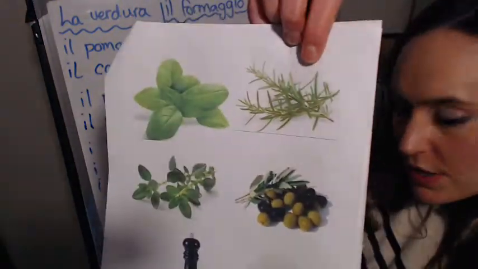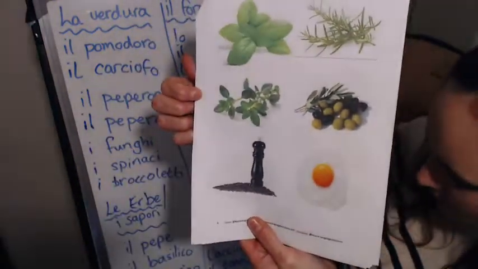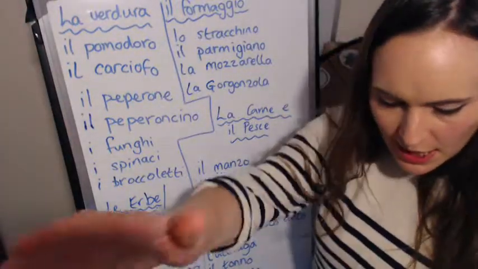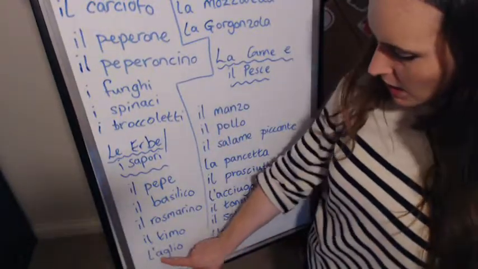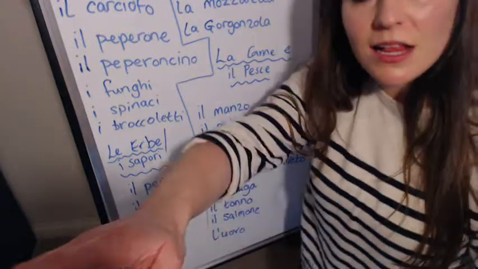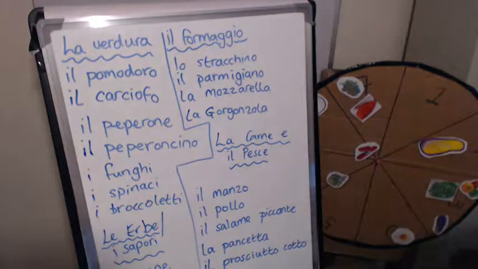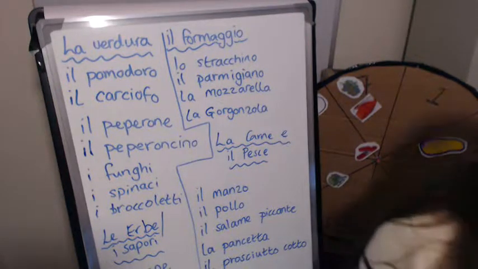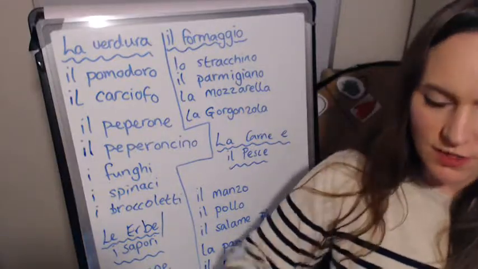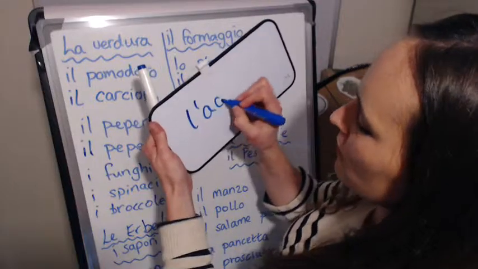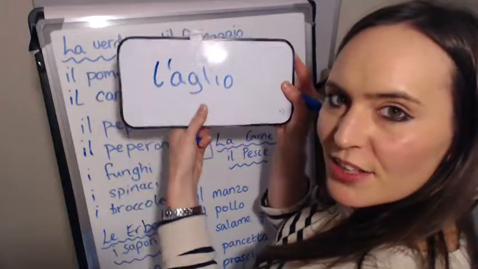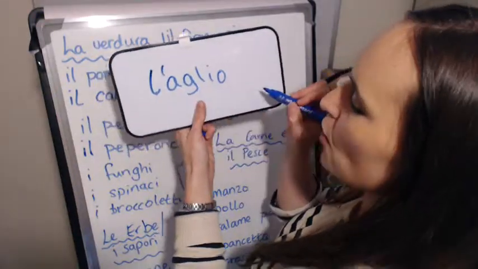Il rosmarino, rosemary, il timo, thyme, and I don't think I have one of these, so l'aglio, can you see that down there? L'aglio, L apostrofo A G L I O. Hey, I tell you what, this is a useful one in Italy or in France or lots of places in Europe. You'll definitely find it in European cooking. L'aglio. Like Lawrence de l'Aglio, must be from that kind of word. This means garlic. So l'aglio.